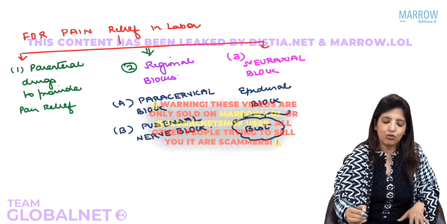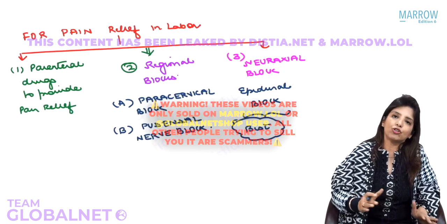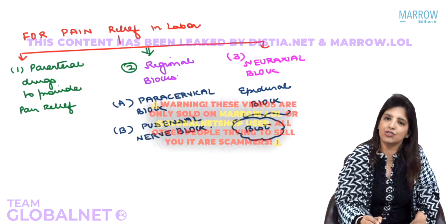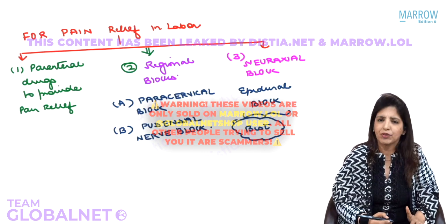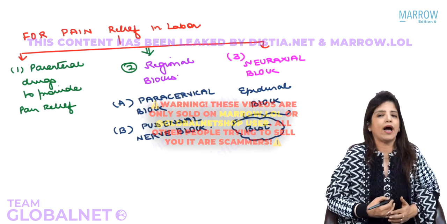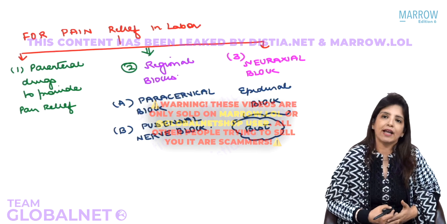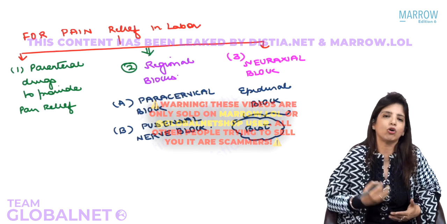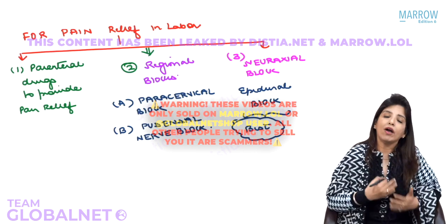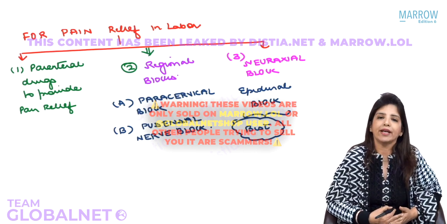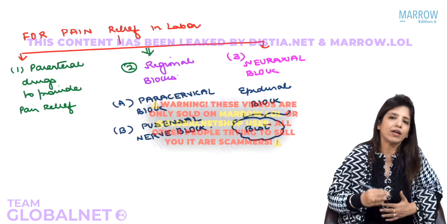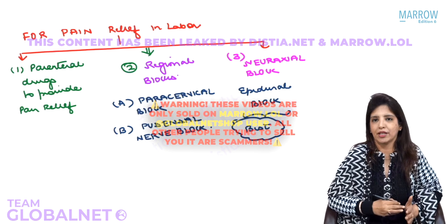Now for pain relief in labor, we have three methods. Number one, I can give some parenteral drugs which can provide pain relief, right? So the opioid analgesics, number one. Number two, I can go for regional blocks, like a paracervical block or a pudendal block. Or number three, you can go for a neuraxial block, that is the epidural block. And we are going to talk about all these three things now.